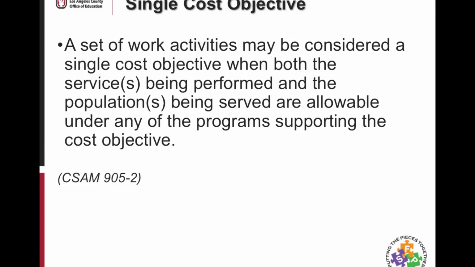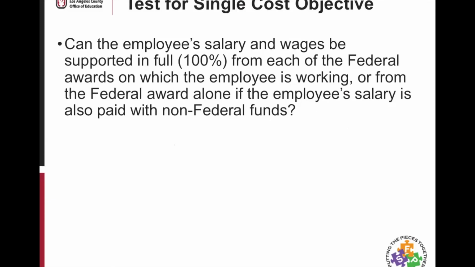So if you could pay that employee 100% with either one of the funding sources, and it would be totally legitimate because the work they're doing meets the grant requirements, the plans, whatever it is, they're in line, but you could also do them 100% with the other funding source, then you can count them as a single cost objective because essentially they're doing the same work for the same kids, all right? So that's your test. And I think the next one says the test, but that was the test.